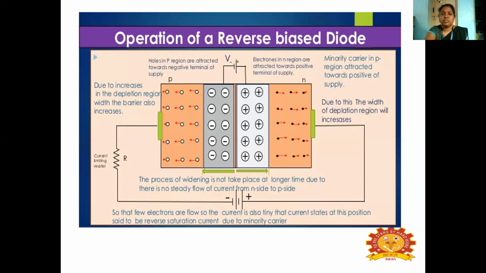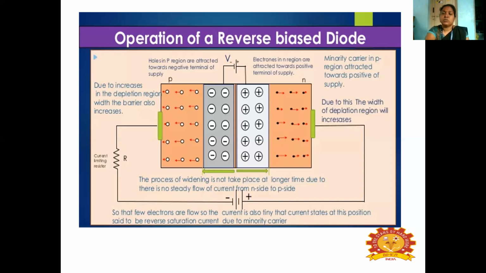The depletion region will be reducing, and finally it collapses. But in the case of reverse bias, when you start giving the supply, the widening of the depletion region will take place. But the widening does not continue for a longer time, because there is no steady flow of current from the N side to the P side. So when there is no steady current flow, what happens? The depletion region will not widen more and more after a certain situation.